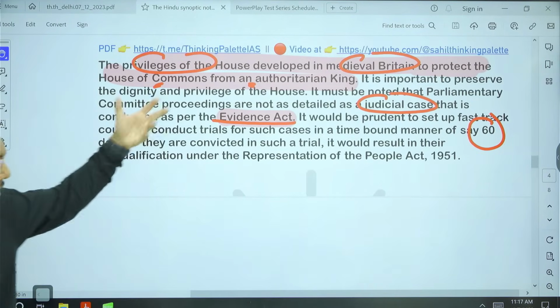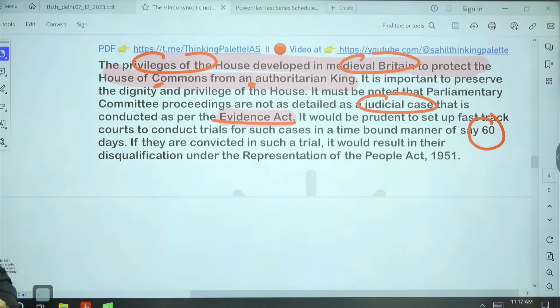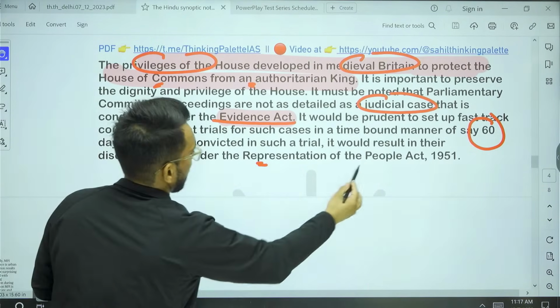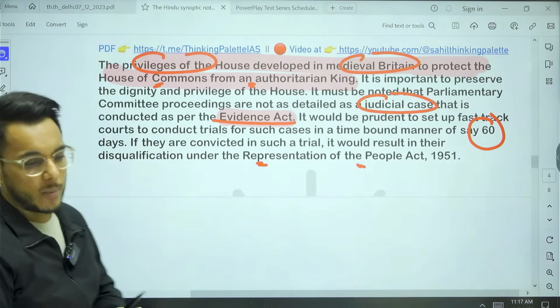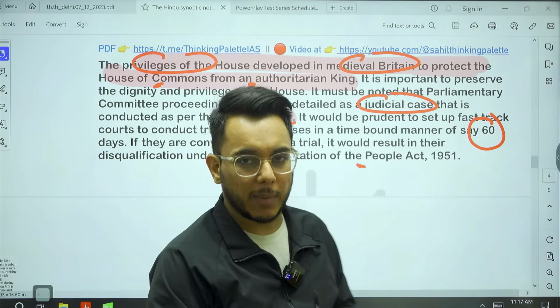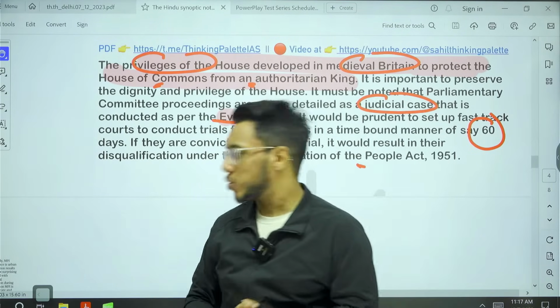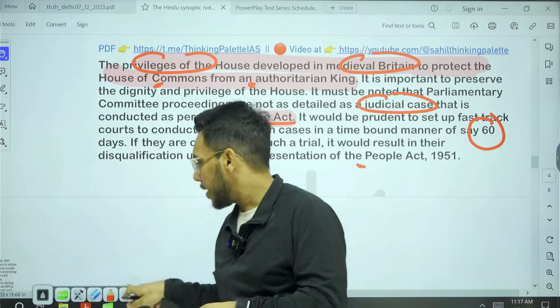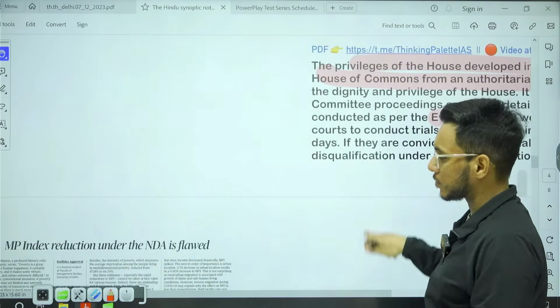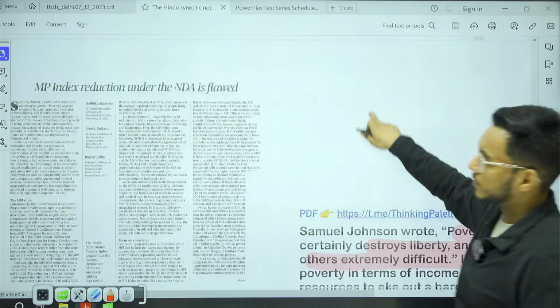And if this fast-track court also recommends expulsion, then under the Representation of the People Act provision, the expulsion could be done. So this is what has been recommended in this matter. So guys, I hope that you have understood it, and now we'll move to the next article.